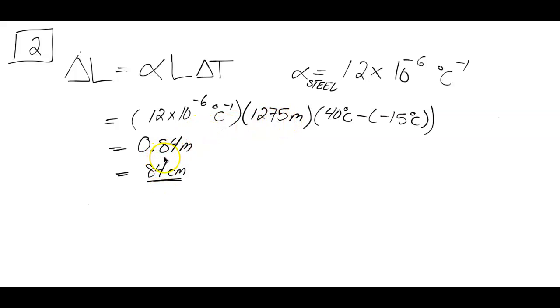This might not be a big change relative to the 1,275 meters, but still, that's why when you go on bridges, you hear that thumping in the tire every once in a while. That's because those pieces of steel that they put in the gaps are to allow for the expansion and the contraction of the length based on the temperature changes.